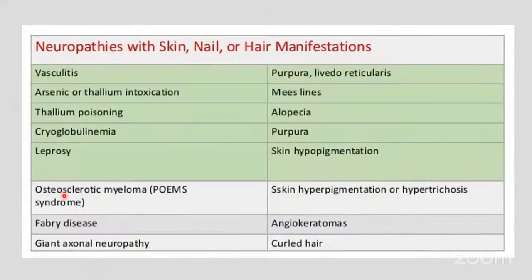Neuropathies with skin, nail, or hair manifestations. Vasculitis can have purpura or livedo reticularis. Mees lines can be seen in arsenic or thallium poisoning. Alopecia can be seen in thallium poisoning. Purpura may also occur in cryoglobulinemia. There might be anesthetic hypopigmented patches in leprosy. POEMS syndrome may present with skin hyperpigmentation or hypertrichosis. There might be diffuse angiokeratomas all over the body in Fabry's disease, and ocular telangiectasias in ataxia telangiectasia. Giant axonal neuropathy may have curly hair.